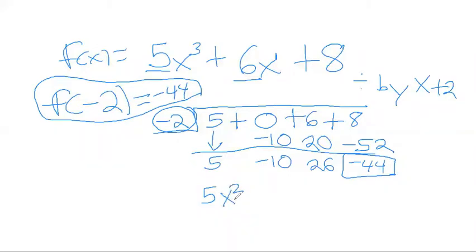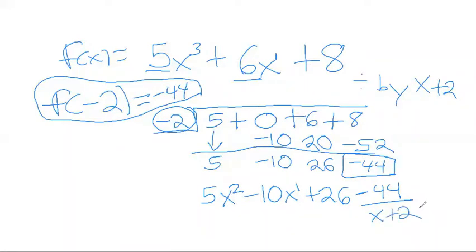I have 5, but now instead of 5x cubed, it's 5x squared. Everything drops 1 degree, so 3 goes down to 2. And then what's next? What's the next lowest degree after 2 here? Well, 1. So minus 10x, or x to the first. And then the constant of plus 26, and my remainder, minus 44, so that's my remainder, over the divisor of x plus 2.